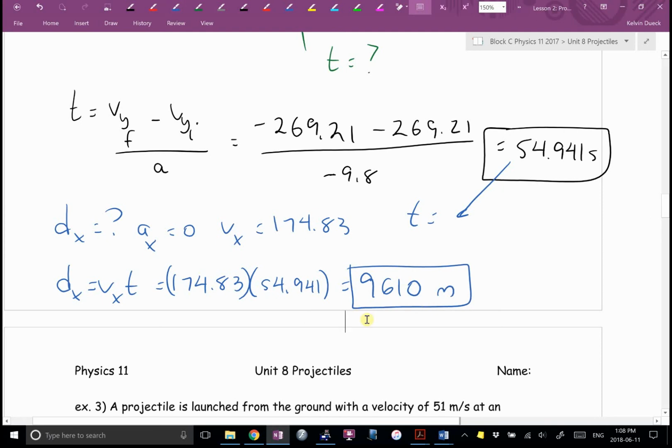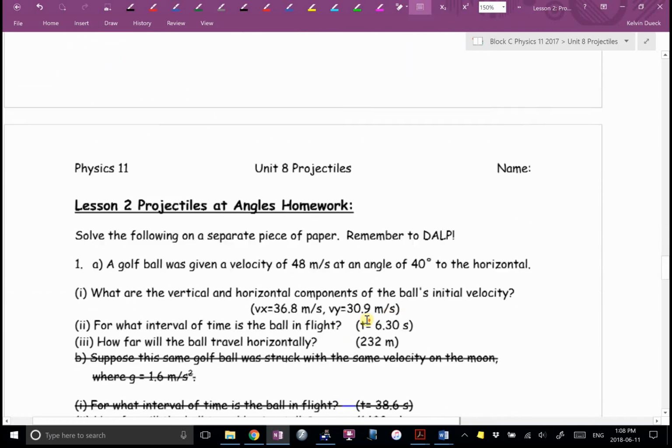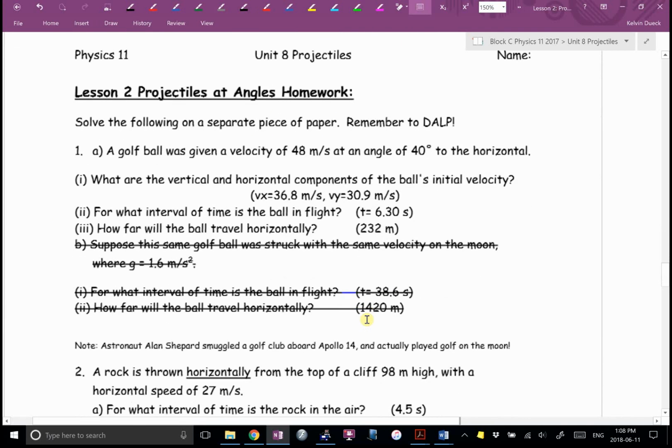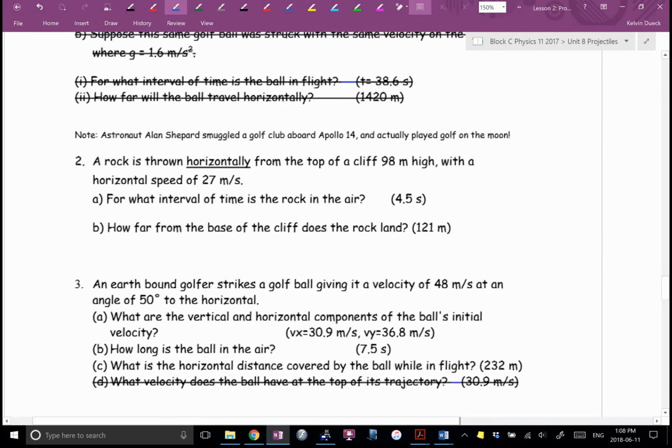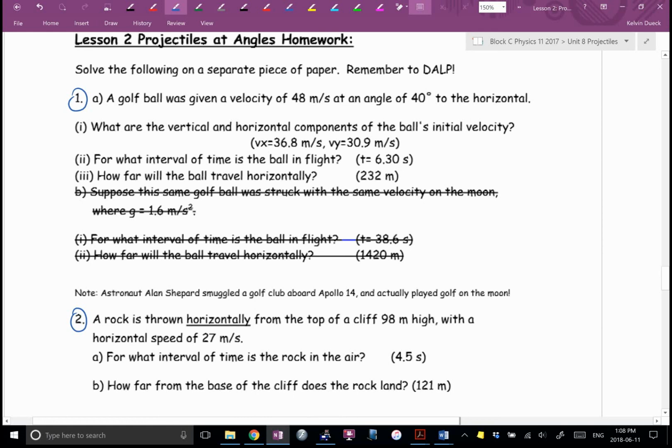I'm going to skip example 3, and I'm going to say you can now try number 1. Number 2 is horizontally from a cliff. I crossed out B here, didn't I?